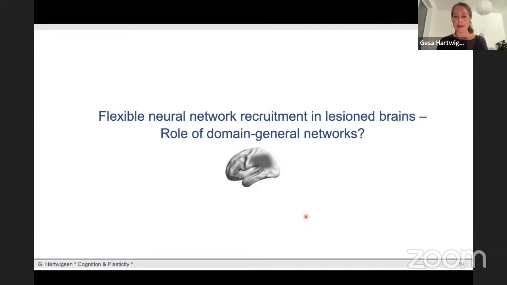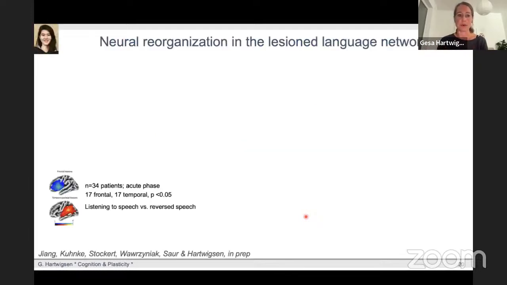And some studies from Dorothee Sauer's group, Richard Weiss's group, and other labs have already made the point that when it comes to recovery, it's not only the language-specific network that is engaged and contributing to recovery, but potentially also more domain general networks, especially the cognitive control or multiple demand network. And this is work in collaboration with Dorothee Sauer's group, where we were reanalyzing her longitudinal data set and were interested in neural reorganization in the lesioned language network.